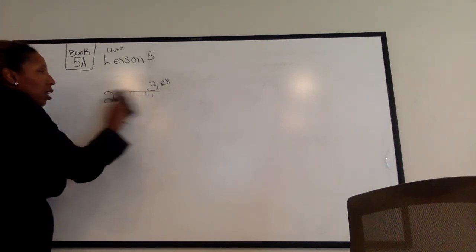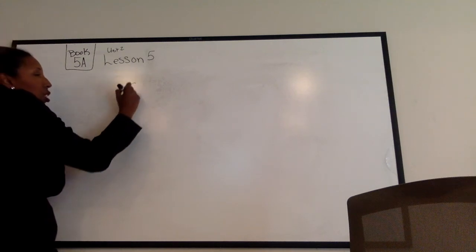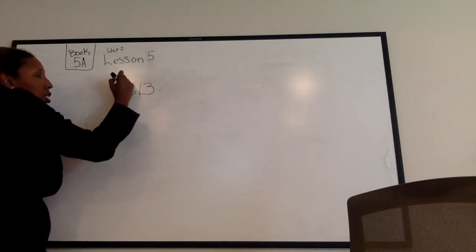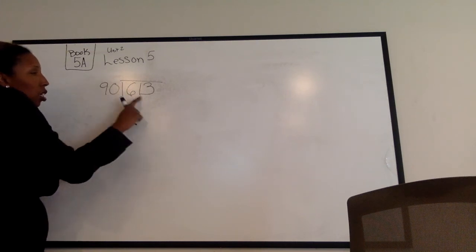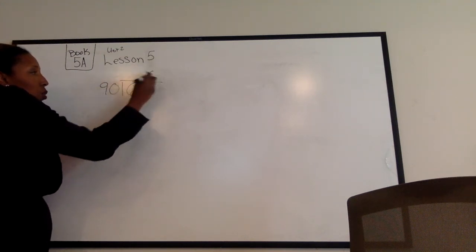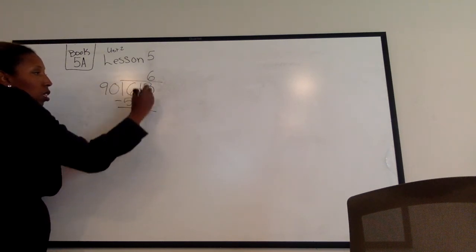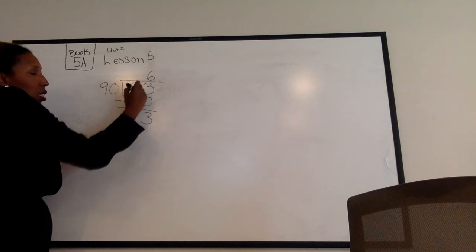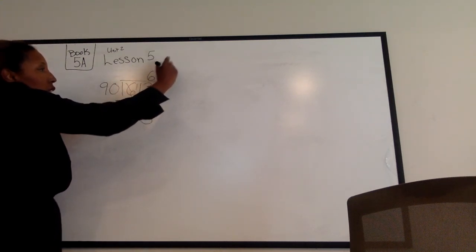So let's try to do 613 divided by 90. All right, can 90 go into this? It can. We know 7 is going to be too much, so we're going to have to go 6. 6 times 0 is 0. 6 times 9 is 54. Subtract, and we get 73 as our remainder.